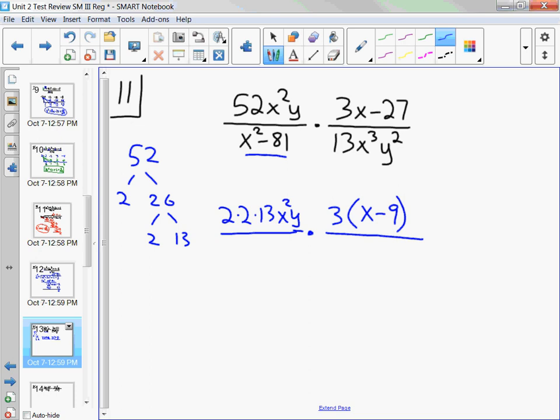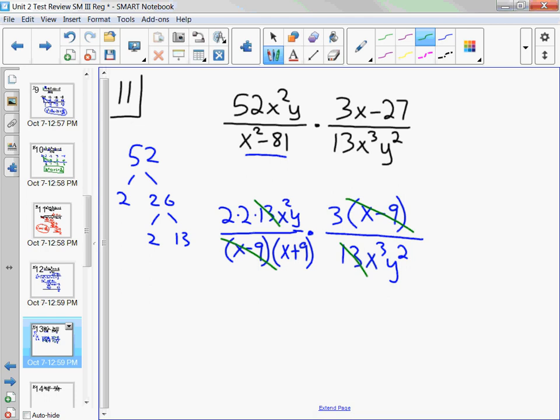X squared minus 81 is a difference of two squares. We talked about those earlier. That factors to x minus 9, x plus 9. And down here we have 13 times x cubed times y squared. Now earlier when I taught you this, we wrote the x squared y on the top as x times x times y, and the x cubed y squared on the bottom as x times x times x times y times y. And you can do that. But I'm going to cancel out common factors. Notice I have a 13 here and a 13 there. And that's all the real numbers that cancel out. I have an x minus 9 on the bottom and x minus 9 on the top that cancel out.